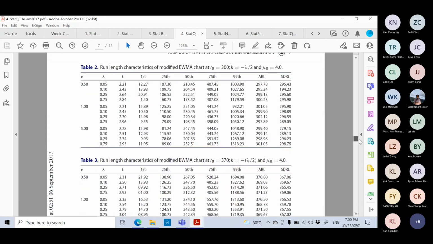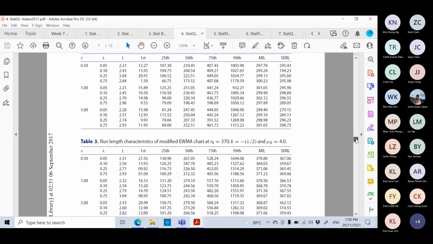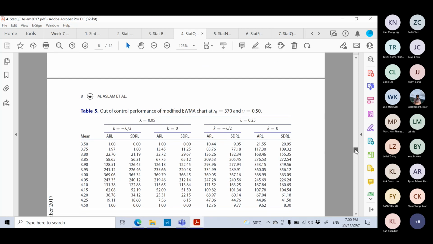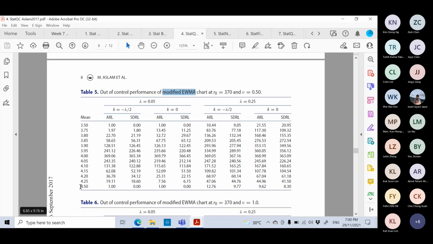So here they show you a few different examples of the run length characteristic from their modified EWMA chart. But what I just want to show you is the comparison here. They want to compare the out-of-control performance of the modified control charts, for the two different lambda values here. Of course, let me give you the example here, the 4.5.